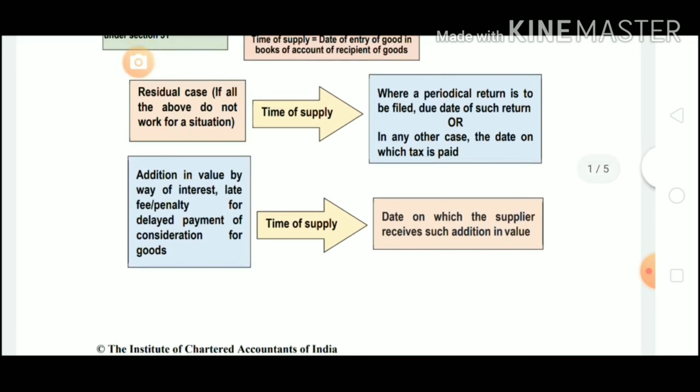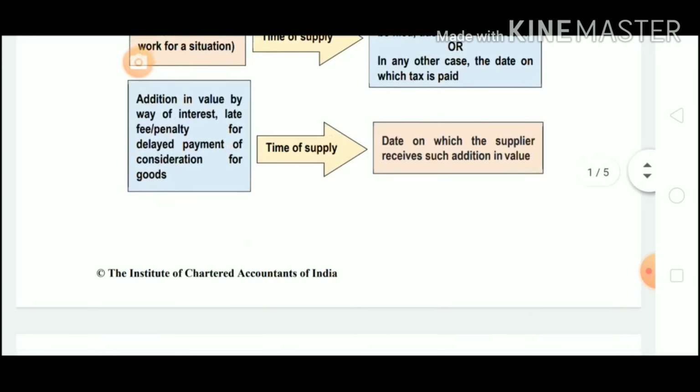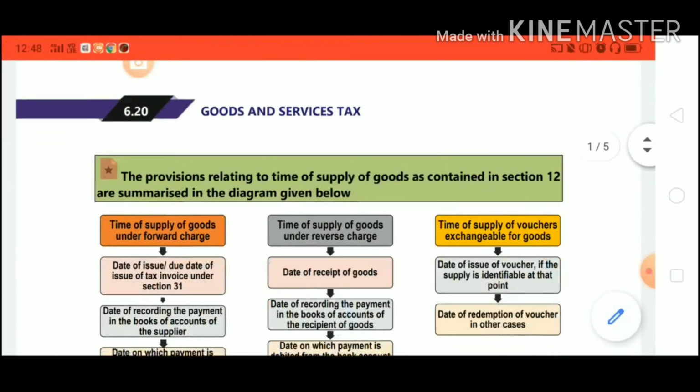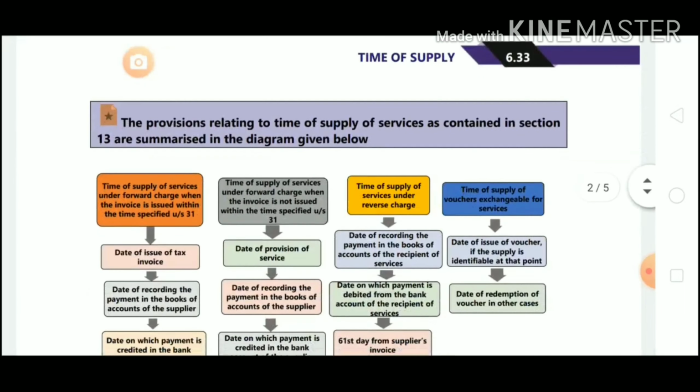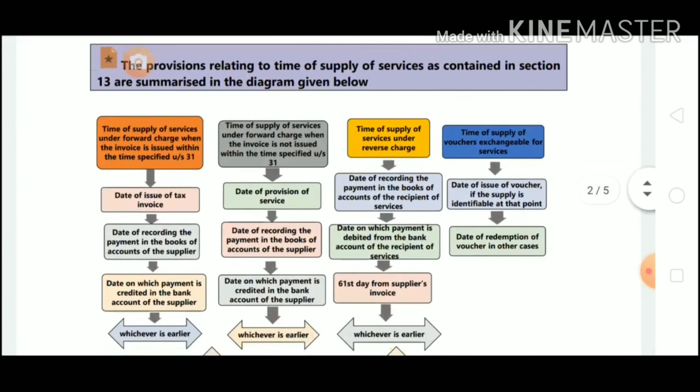Now addition in value. If there is any addition in value by way of interest, late fee, penalty for delayed payment of consideration of goods, then in that case, time of supply will be the date on which supplier receives such addition in value. Okay. So, this completes our time of supply in case of goods, section 12. Now, we'll move ahead with time of supply of services, section 13.